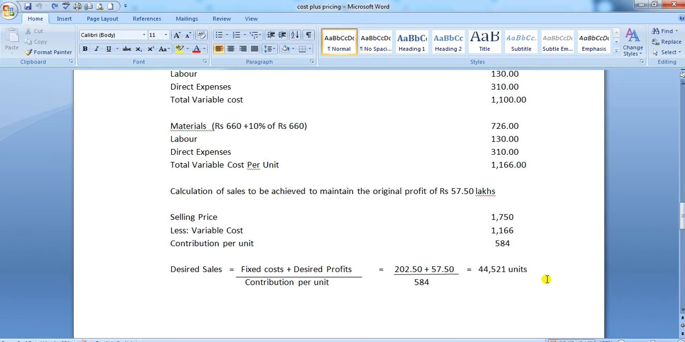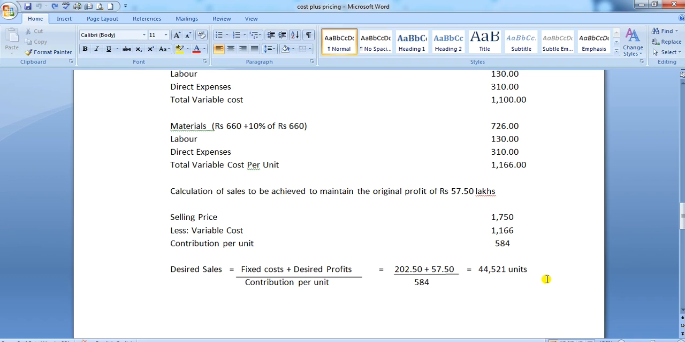Now we have to calculate the sales volume to be achieved for the profit margin of 57.50 lakh rupees, the original profit margin. So our selling price, the original selling price was 1750, and we have to deduct the revised variable cost with the 10% increase in the material cost applied. So that would be 1166 rupees. We get the contribution per unit, right? So contribution per unit is 584 rupees.